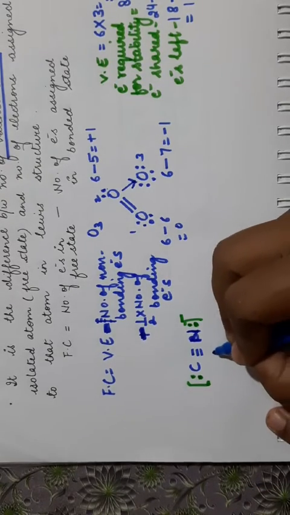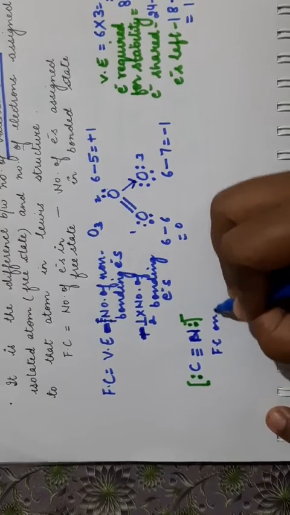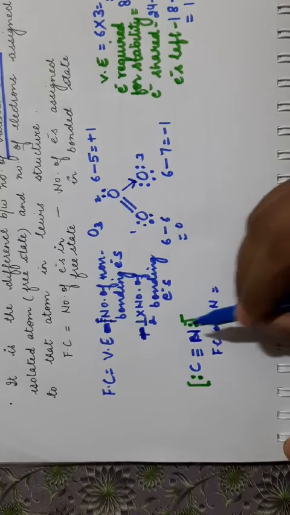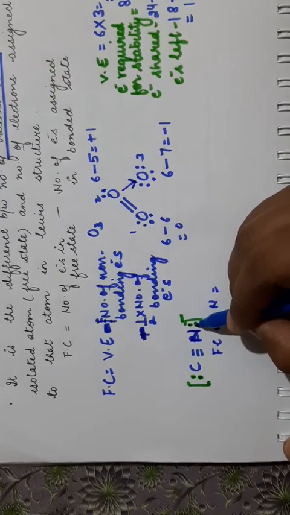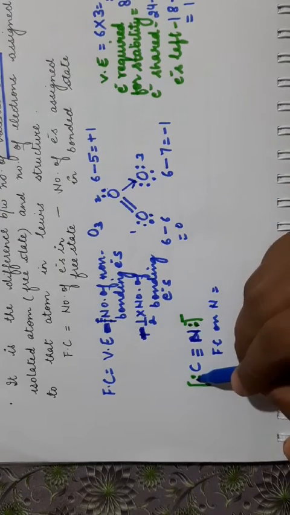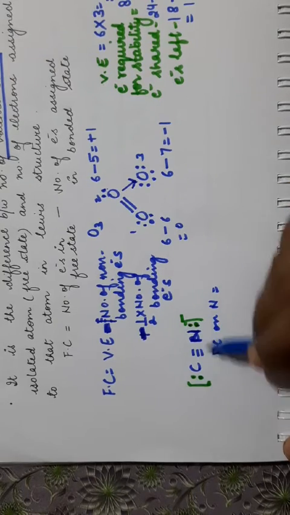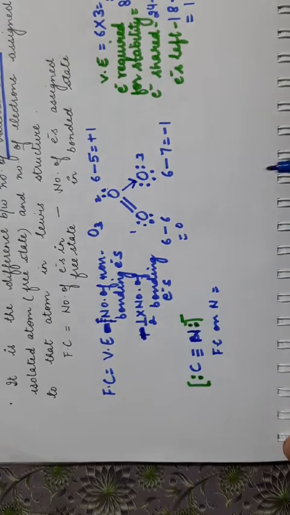Now see, formal charge on nitrogen. This is the Lewis dot structure. We can draw it using the trick. 2 non-bonding electrons on nitrogen, 2 non-bonding electrons on carbon, and there is a triple bond, and the overall ion has a negative charge.